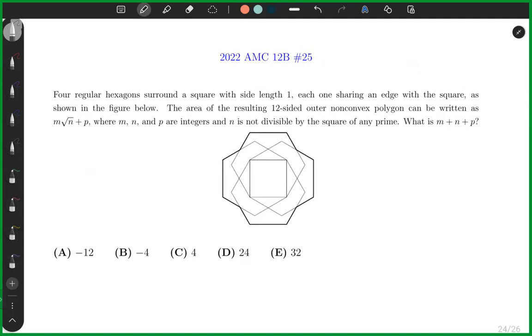Four regular hexagons surround the square with side length 1, each one sharing an edge with the square, as shown in the figure below. The area of the resulting 12-sided outer convex polygon can be written as m root n plus p, where m, n, and p are integers, and n is not divisible by the square of any prime. What is m plus n plus p?